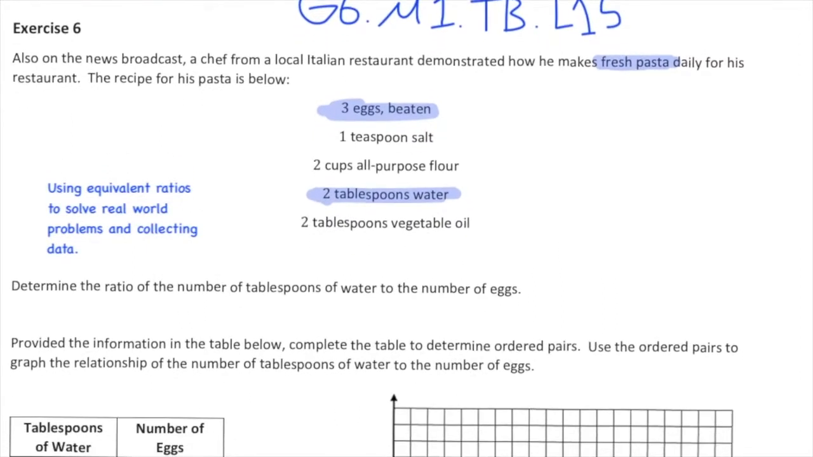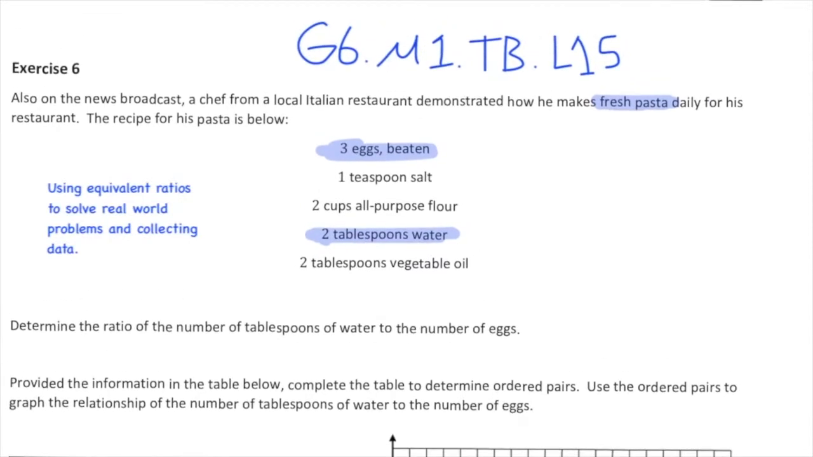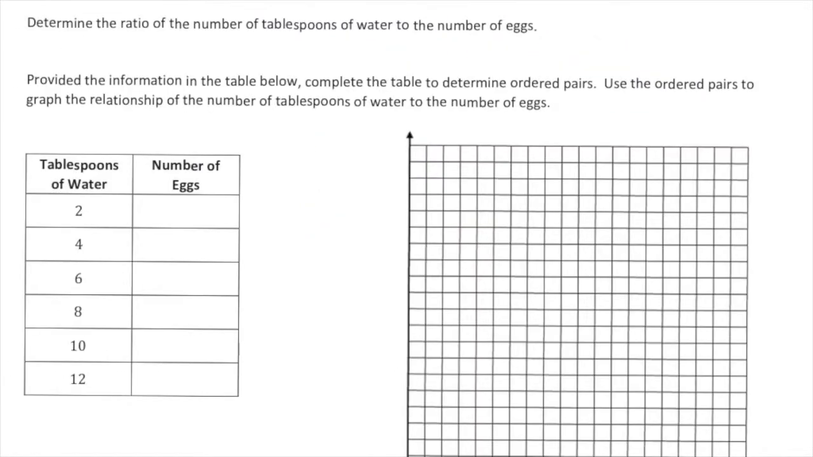And then if we just kind of scroll on down here, we can see that we have a table, which is one way of collecting data, and a graph, which is another way of collecting data or showing the data collected on the table.